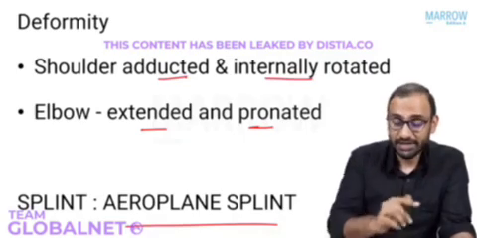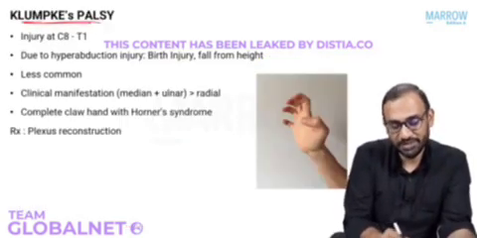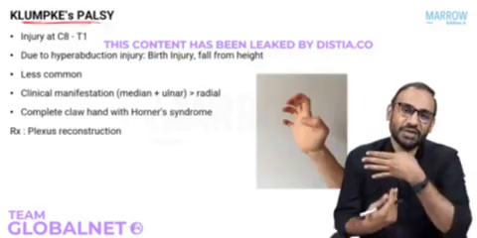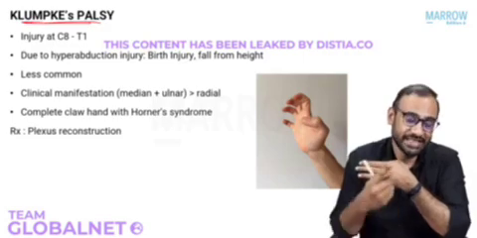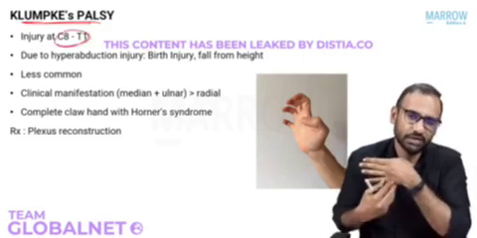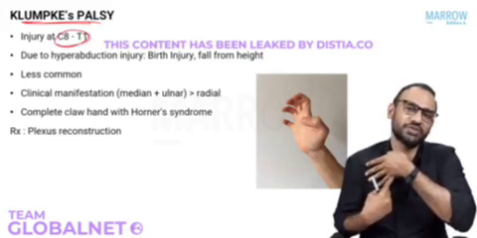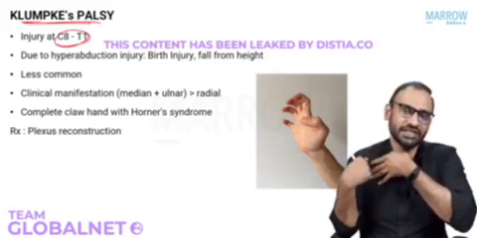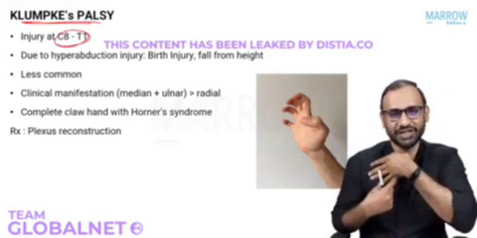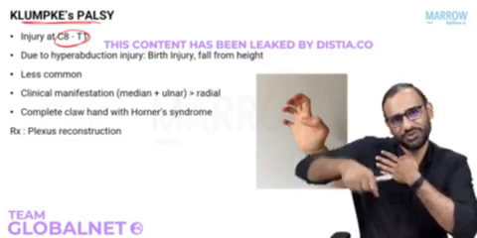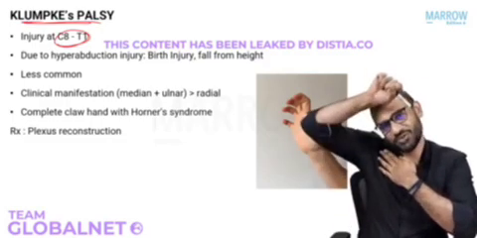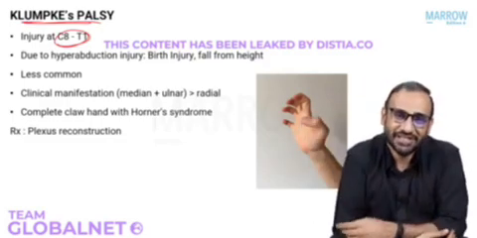Don't worry. Next is Klumpke's palsy. What is Klumpke's palsy? Klumpke's palsy is injury of the brachial plexus, the lower roots and trunks. That is C8-T1. Let me just ask you, what would be the mechanism of injuring the lower roots and trunks of the brachial plexus? For upper roots and trunks, I said head moving away from the shoulder. For lower roots and trunks, the shoulder should move towards the head. Shoulder should move towards the head. Only then you will stretch the lower roots and trunks.